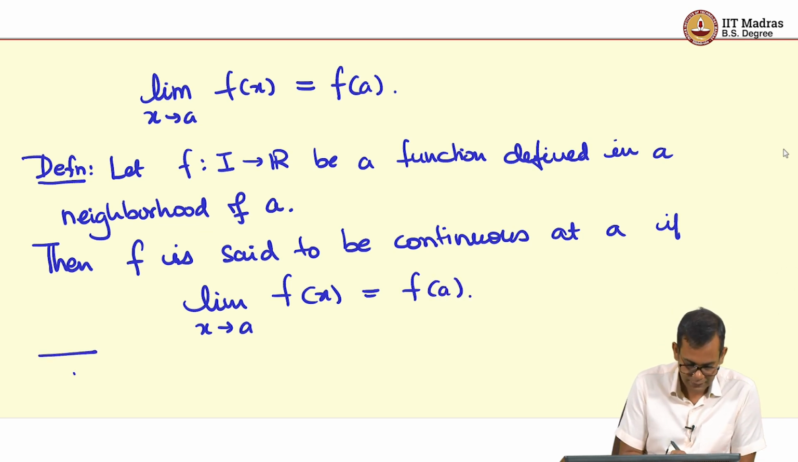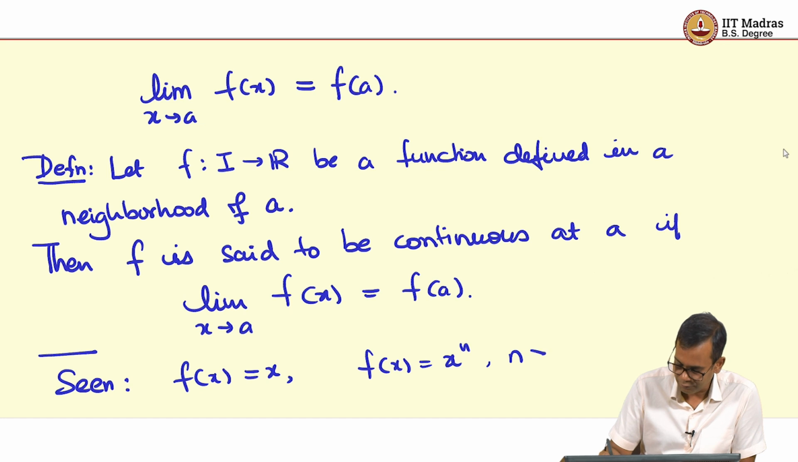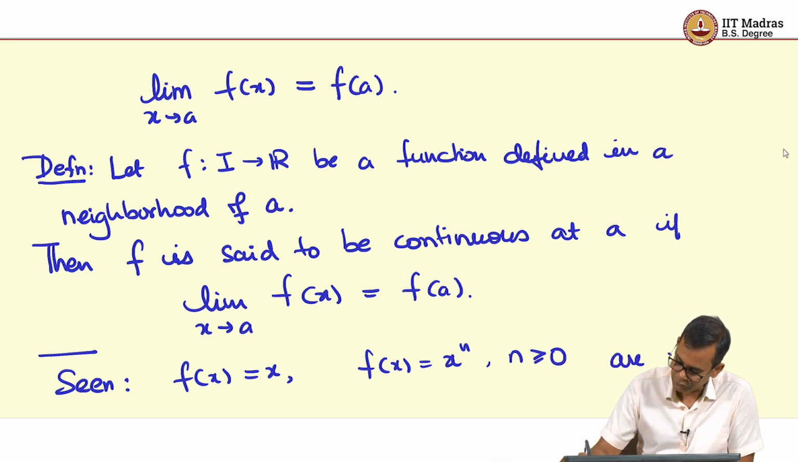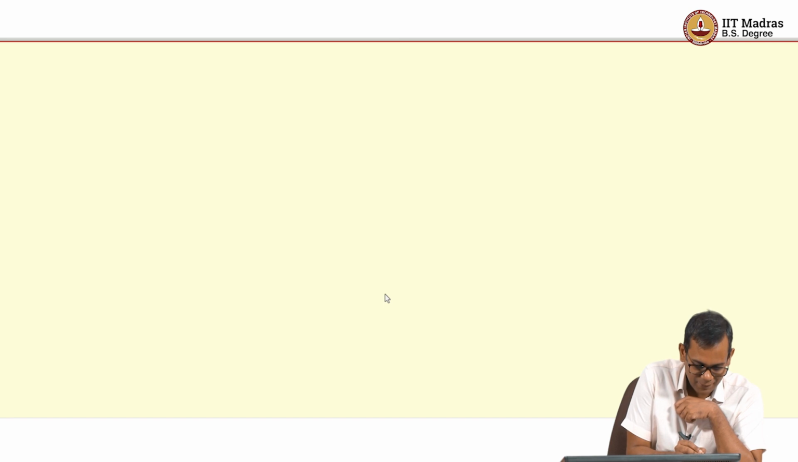So, what we have seen is the function f of x equals x, the function f of x equals x to the power n, where n is greater than or equal to 0. These are continuous functions. Let us look at another example.